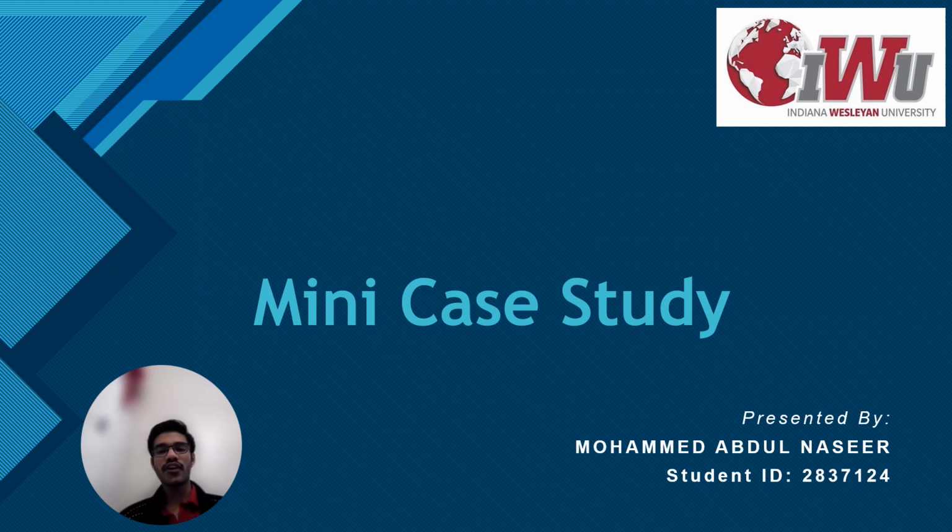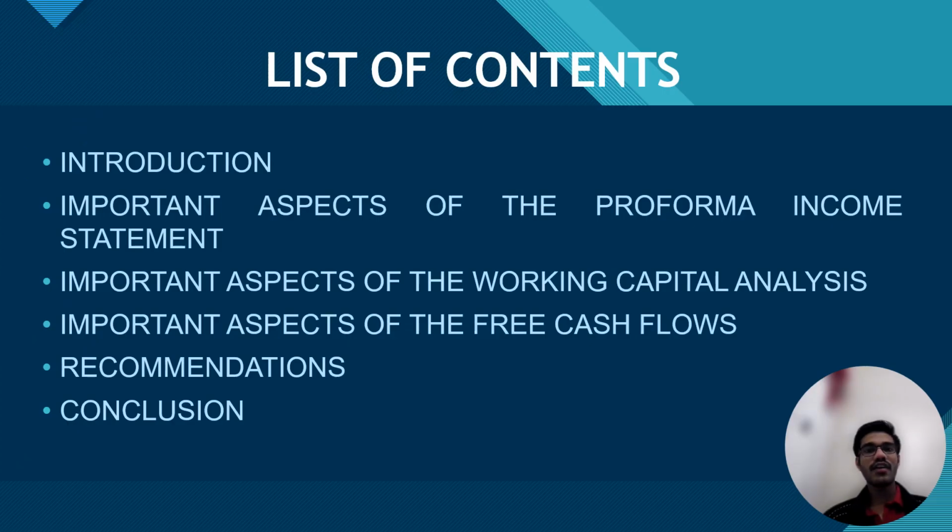We have been given a scenario for the Princeton Enterprises case study, and in the upcoming slides we will see some of the important aspects. So let's get started. Coming to the contents of this presentation, we will see a brief introduction, important aspects of the pro forma income statement, important aspects of the working capital analysis, important aspects of the free cash flows, recommendations, and the conclusion.